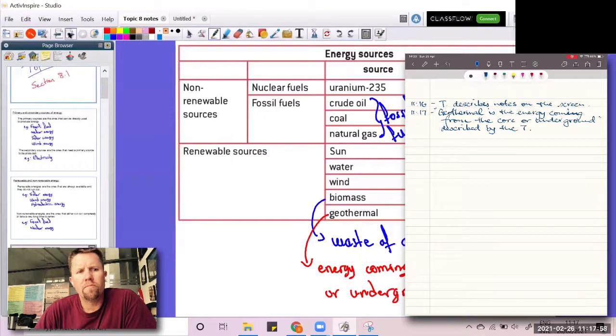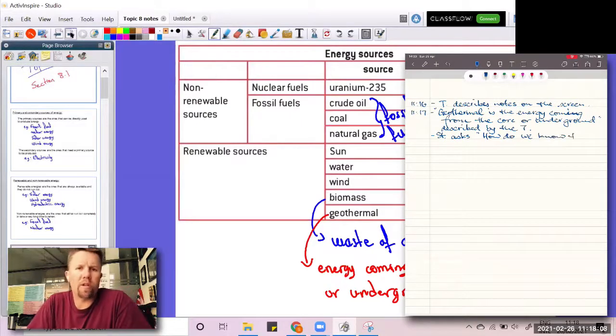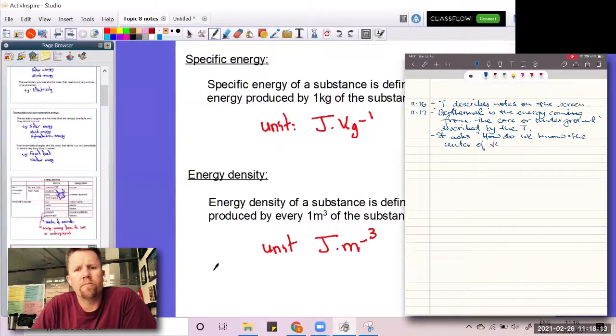Now, it says, how do we know that the center of the earth is hot? By studying the structure of the earth. So here's another example of the actual words that a student used to ask the question. There are people whose job is to study these.